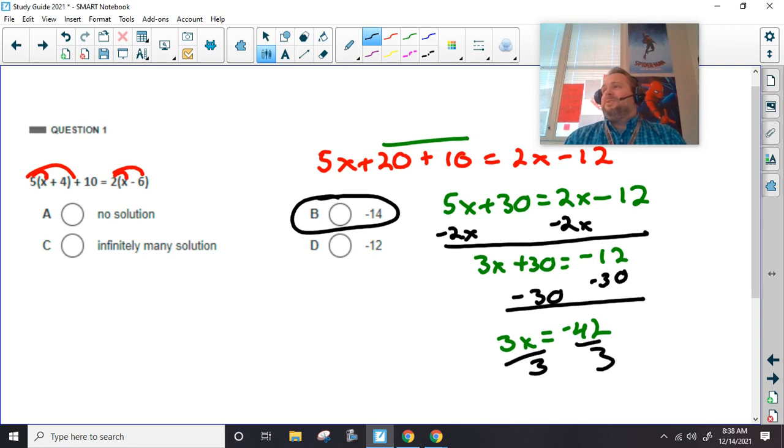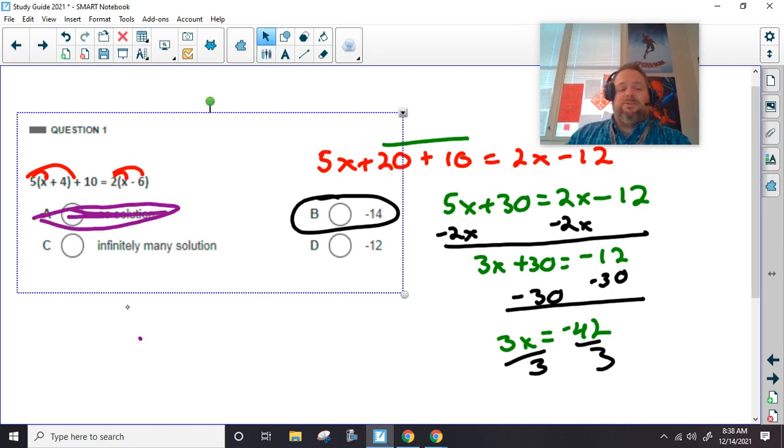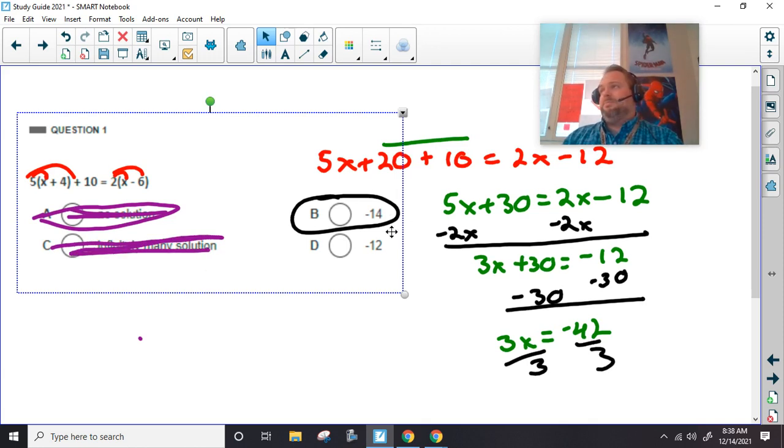Now, also on a little test taking skills thing, you have 4 choices. 2 of them are not the choice at all. One of them is close, and the other one's the answer. I can tell you right now, and I probably shouldn't, but I don't care: you will not have one on number 1 that's no solution or infinite many solutions. So it's going to be between the 2 numbers.